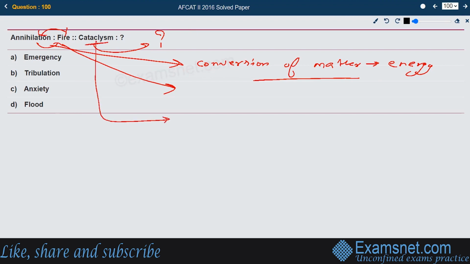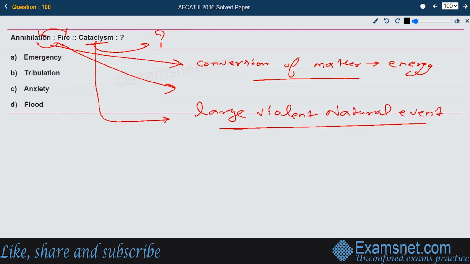Let's know the meaning of cataclysm. The meaning of cataclysm is a large violent natural event, not caused by something. So what out of them can cause a large violent natural event? Emergency is a condition, it can be a political condition. Tribulation is a great trouble, but that doesn't relate to natural calamity on a large scale. Anxiety can be a mental state, so that cannot be related to cataclysm.